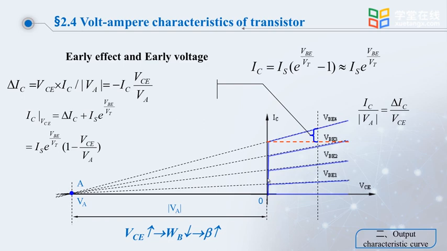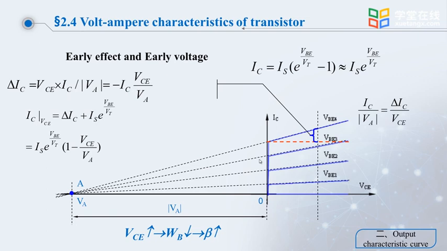We need to discuss the increment of VCE. What is the incremental delta IC of IC? Because these two triangles are similar triangles, you can get the following relational expression. Delta IC over VCE is equal to IC over the absolute value of VA. In that case, delta IC is equal to VCE multiplied by IC over the absolute value of VA. Once we get this increment, then we can derive the expression for IC compensation.